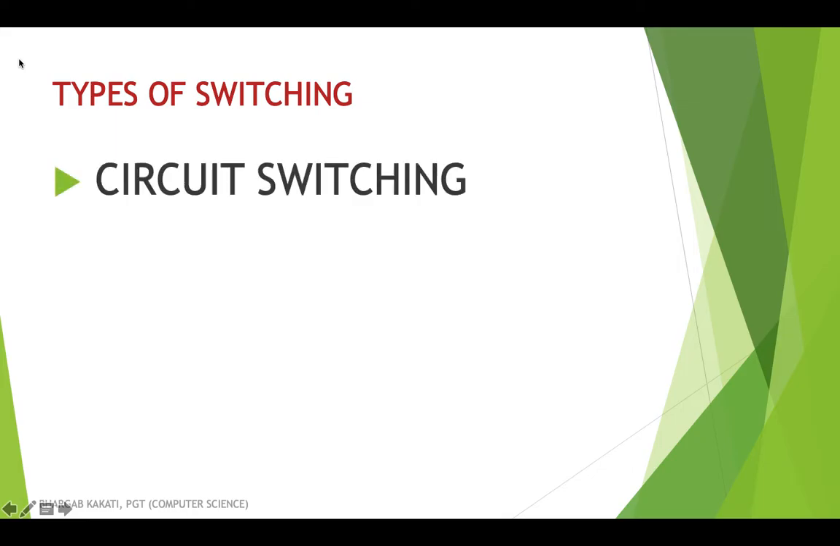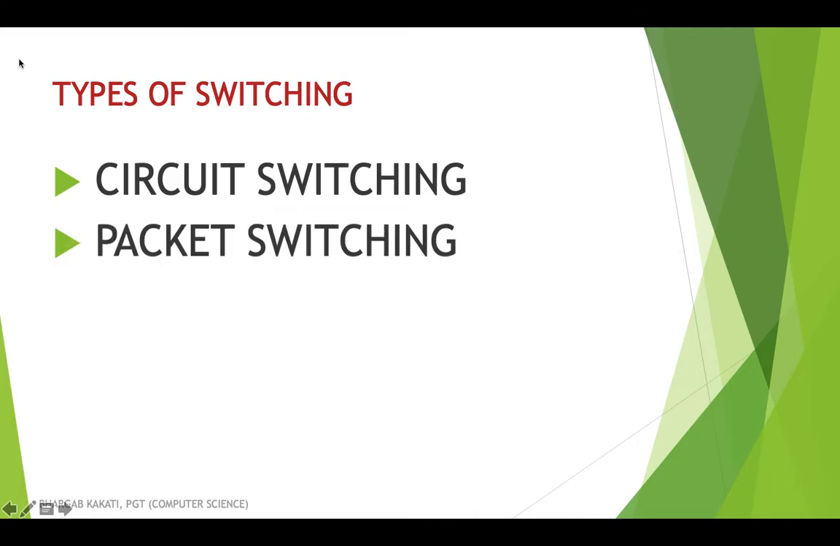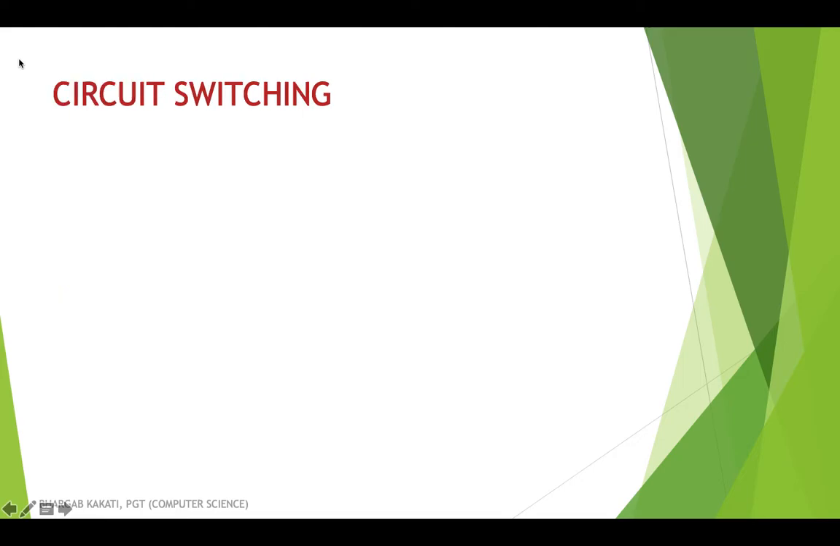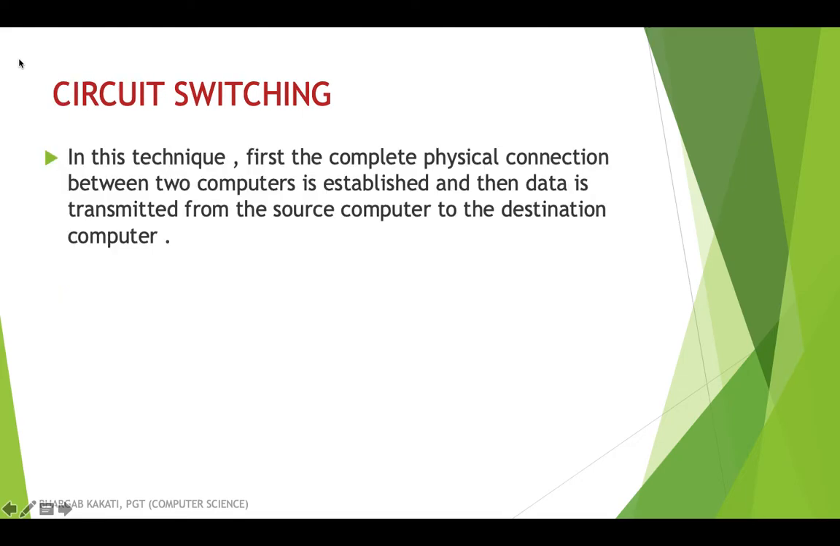Let us discuss the different types of switching techniques available. The first switching technique is circuit switching. Next we have packet switching, and thirdly message switching. We will be discussing each type of switching in brief. Let us start with the concept of circuit switching. What happens in this type of switching? In this technique, first the complete physical connection between two computers is established, and then data is transmitted from the source computer to the destination computer.